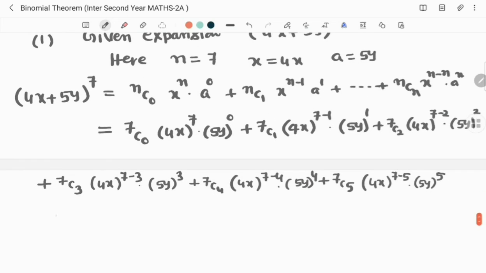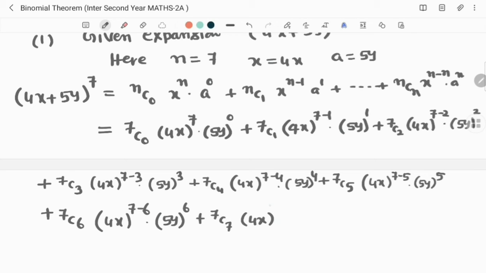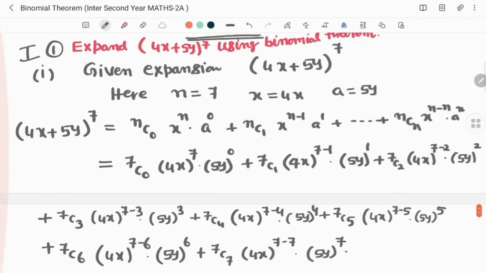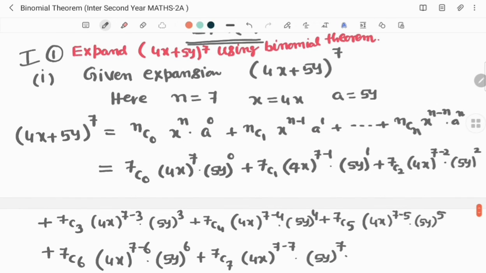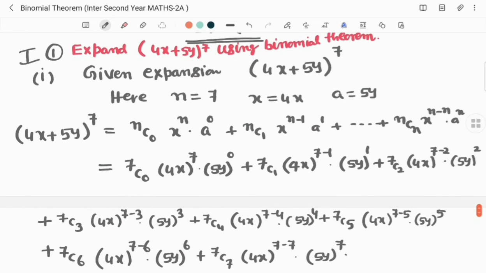Plus 7C6 (4x)^(7-6) (5y)^6, and the last term 7C7 (4x)^(7-7) (5y)^7. This is the way you have to expand by using the binomial theorem.